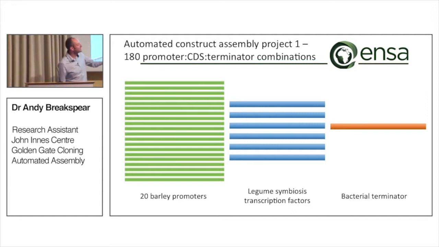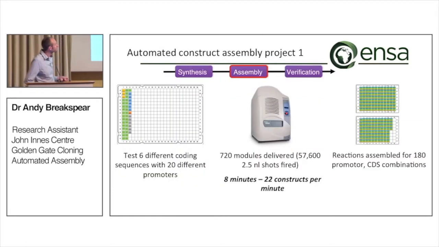It just takes 20 different promoters, and it combines each one of these promoters with a transcription factor CDS, and we fixed in the terminator to make life a bit easier in this first instance. So we're looking at a total of 180 constructs, because as well as just doing a single gene of interest, we wanted to test 6 genes of interest in one go here.